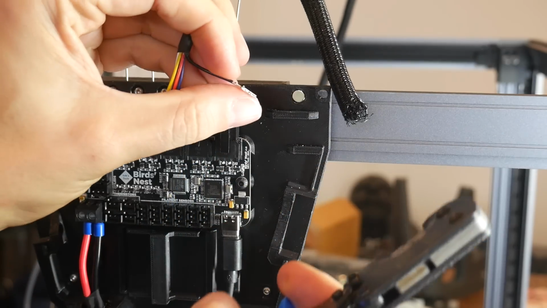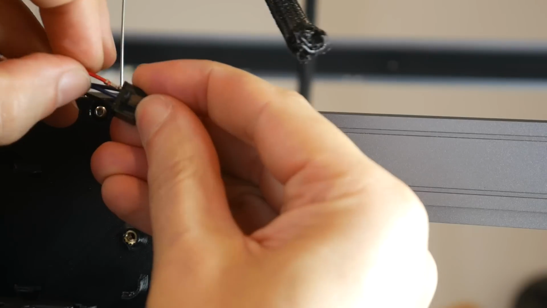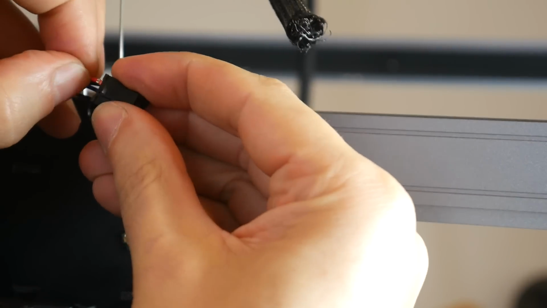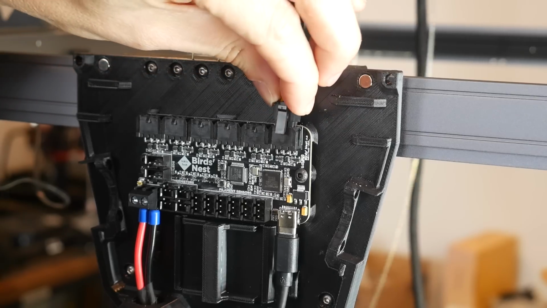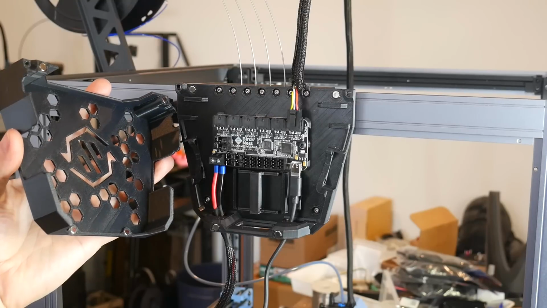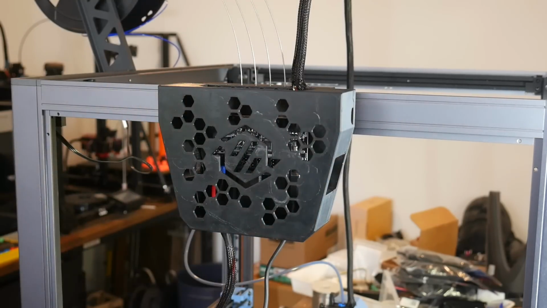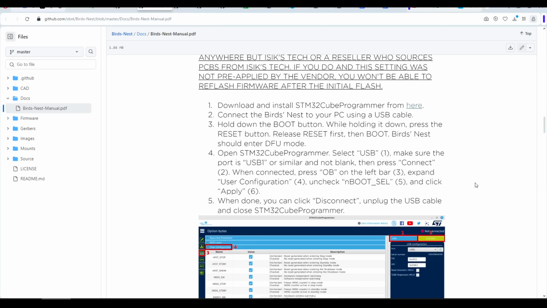The pins and connectors are included with the bird's nest, so it's just a matter of crimping them on and then inserting them into the connectors. And here is a wiring diagram to match them up exactly. The Molex connector can then be plugged in, and then the magnetic lid snaps into position in the most satisfying way. Finally, we set up the firmware.